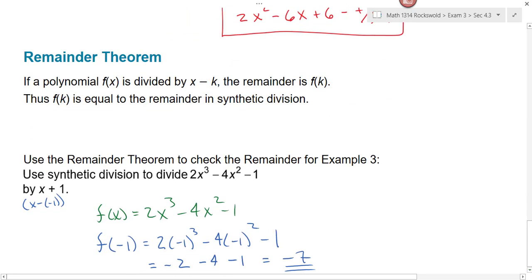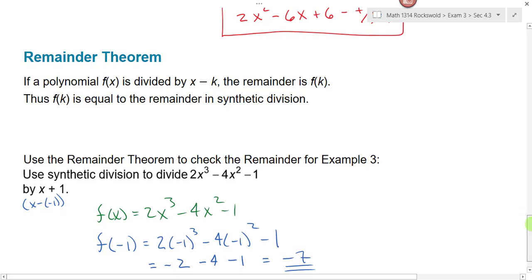If you're asked a homework problem or a test question where I just give you a polynomial and say, what's the remainder if you divide by x minus 4? All you got to do is find f of 4, and that'll tell you what the remainder is. In the next section, we're going to see how we can use this, how it comes in handy.